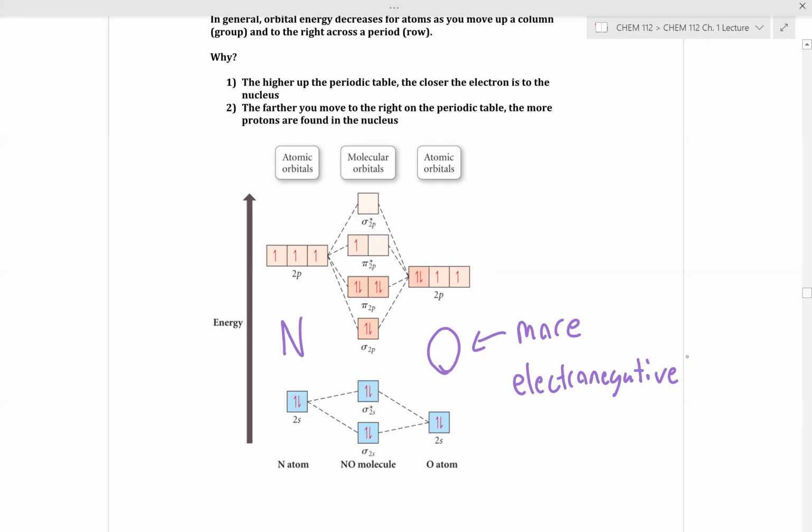So, and this is really going to tie this all together. If we were to compare the energies of both of these 2s electrons, which electrons are lower in energy? The electrons that nitrogen has to its name, or the electrons that oxygen has to its name? Oxygen, yep. These electrons are lower in energy.